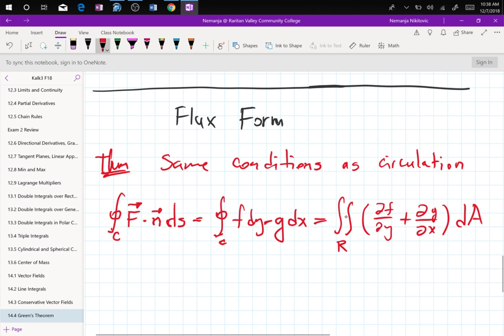No. This is a G. This pen doesn't want to work anymore. That's a G. There we go. Much better. So same conditions.